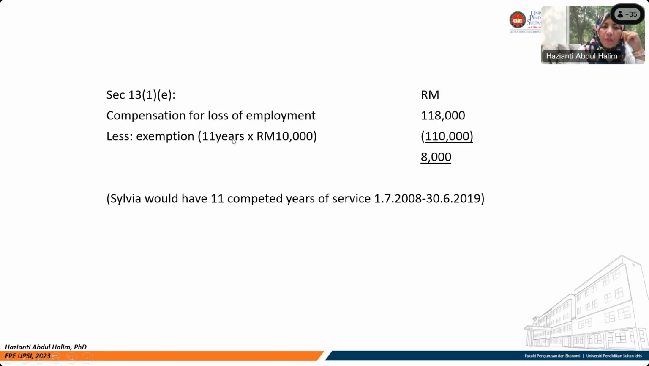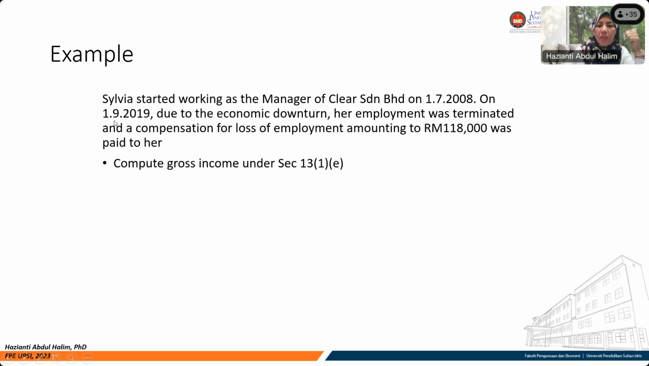Kita tahu tadi exemption dia ialah 10,000 setahun. Kita kena kira berapa tahun dia kerja. Mesti complete lah tahun tu, which means kita kira daripada Julai 2008 sampai Jun 2009 setahun. Kena kira sampai Jun. Nampak? Saya kira sampai Jun 2019 dia dapat 11 years. Walaupun dia kena retrench pada bulan September, 3 bulan tu kita cincai tak ada. Kita kena kira cukup tahun, which means untuk 2019 dia tak dapat lah.